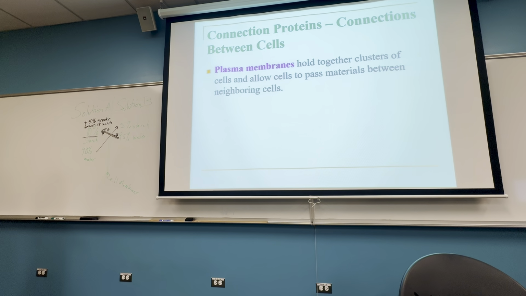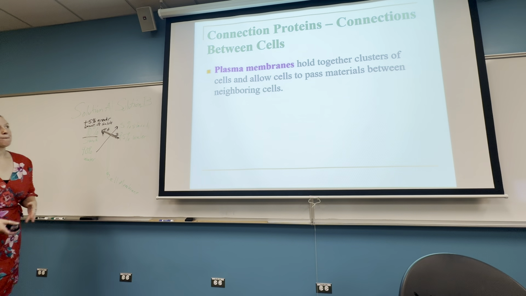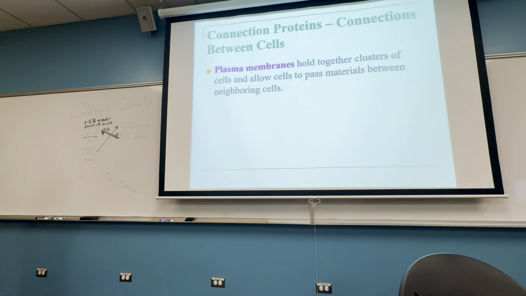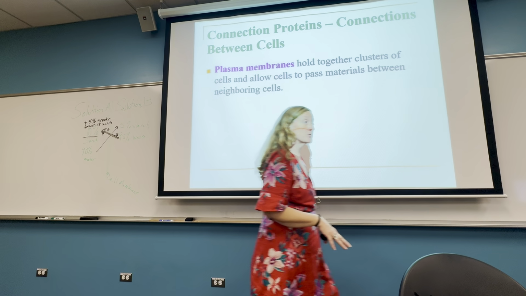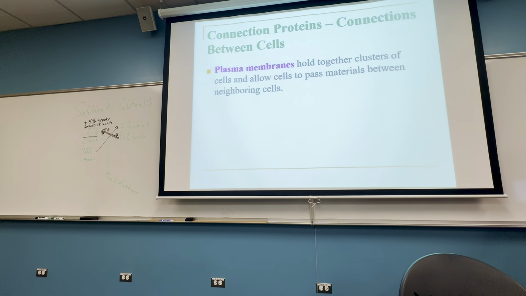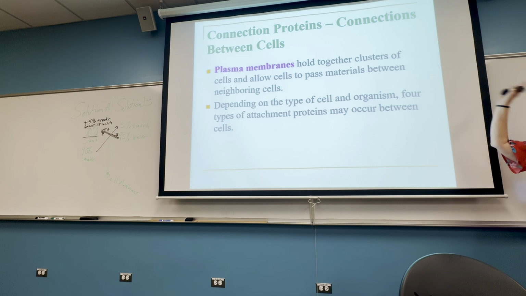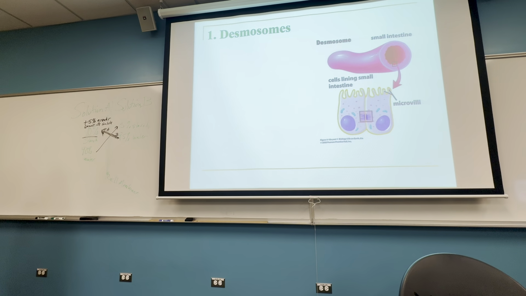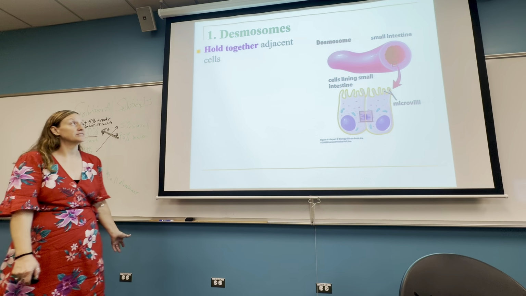Okay, let's talk about different connections between cells. So we have what are called connection proteins, that many of our cells do not just exist in isolation, they are connected by their membranes. So our plasma membranes are connected to one another in many cases. A red blood cell that's just floating in the plasma of our blood is not connected to another cell, but the cells of our digestive system have to be connected together. So whether a cell is connected to another cell depends on the kind of cell, the kind of organism, what that organism is doing. So when you have connections, let's take a look at some of the possibilities that we might see in some cells.